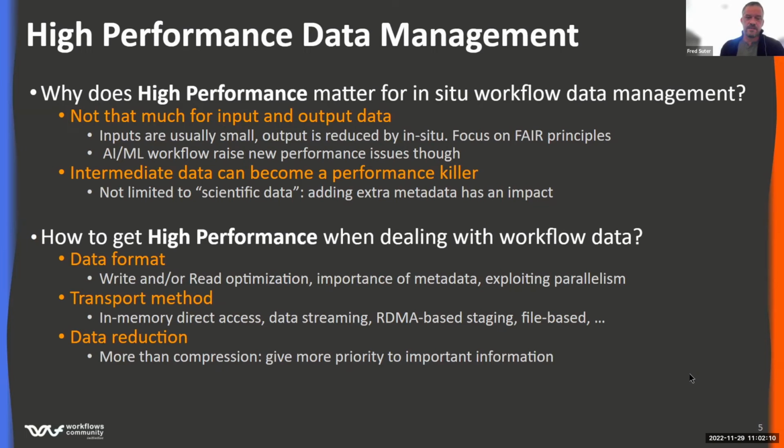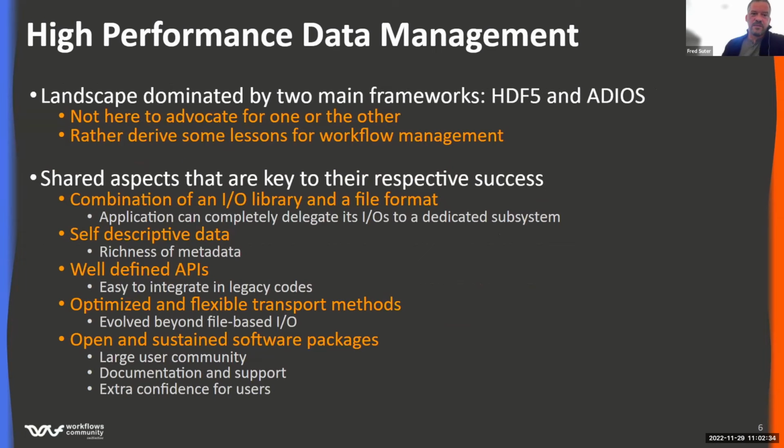And the last axis we can work on is data reduction, which is more than just compressing data. It's also being able to prioritize information in the data and access only what is important, and not everything, to do your analysis and visualization. And so in this landscape of high-performance data management, we have two frameworks, HDF5 and ADIOS.